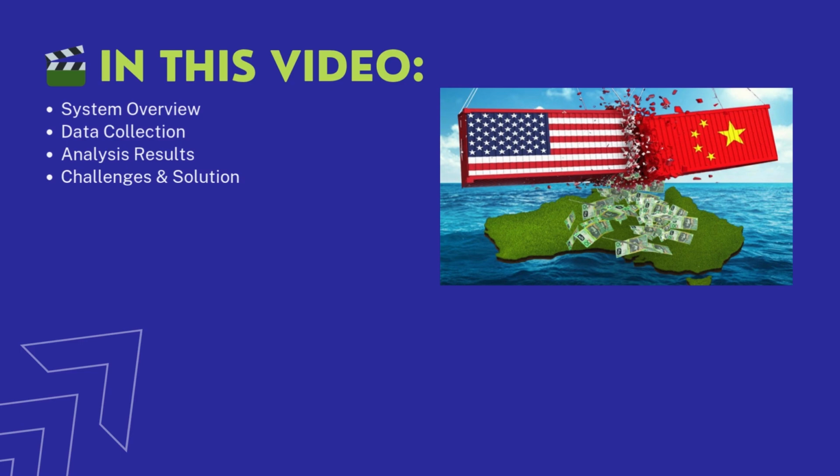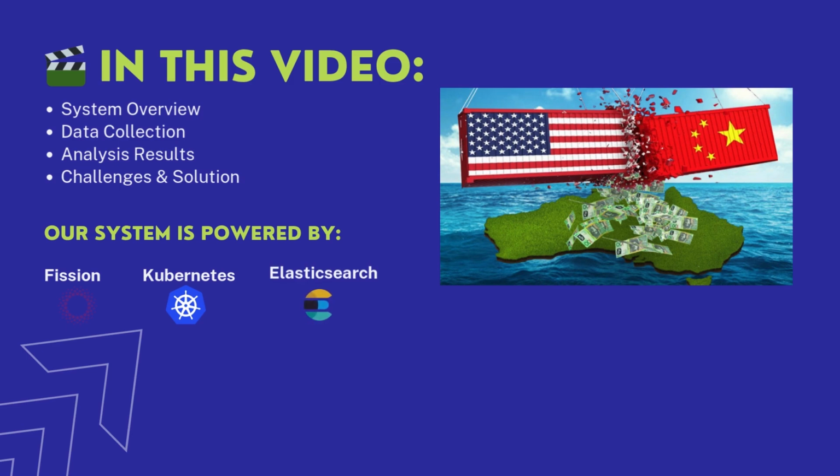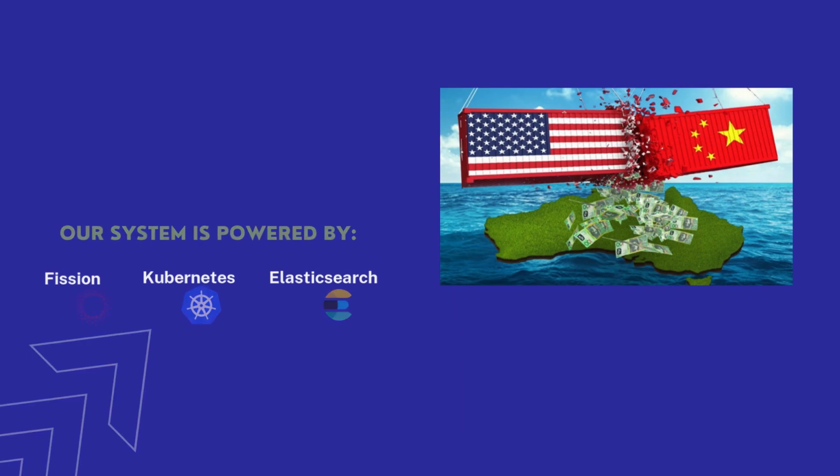We collected posts from Mastodon to see what people were saying, and used tools like Fission, Kubernetes, and Elasticsearch to build a real-time scalable pipeline. The data we gathered spans from March to May, covering the key phase of the tariff story, from the initial announcement and online backlash to the trade deal that pulled things back in mid-May. Next, we'll give you a brief overview of the system architecture.